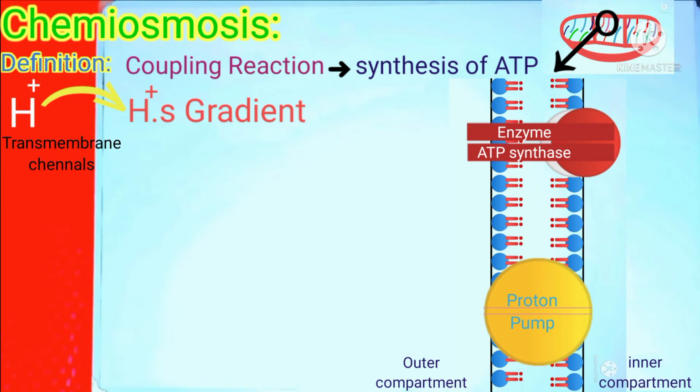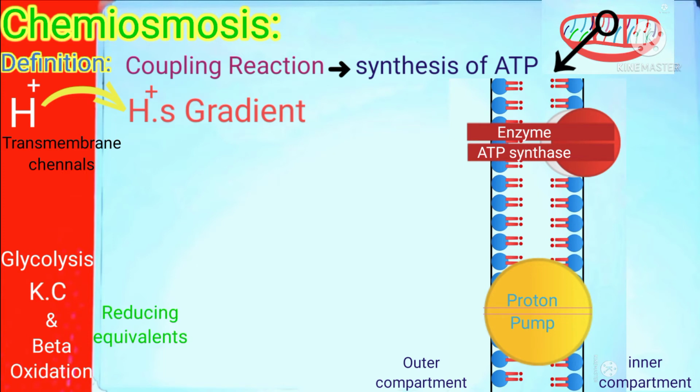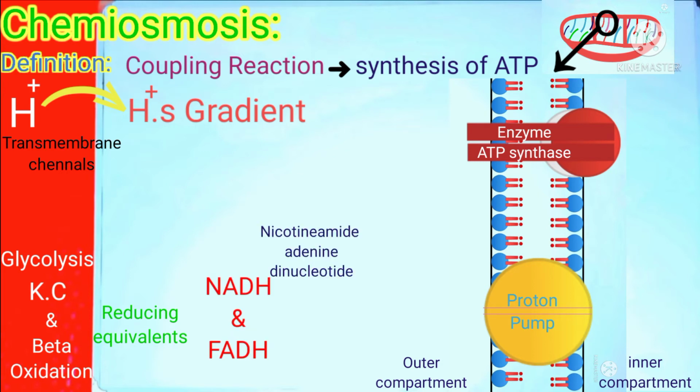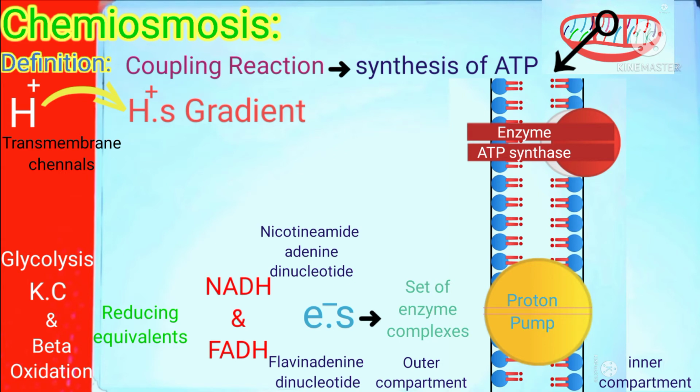As we know, glycolysis, the Krebs cycle and beta oxidation produce reducing equivalents, which include NADH and FADH. NADH, that is nicotinamide adenine dinucleotide, and FADH, that is flavin adenine dinucleotide, possess electrons. These electrons are transferred to the set of enzyme complexes. I have already prepared a video of the enzyme complexes of the electron transport chain. If you want to watch this video, then you can.